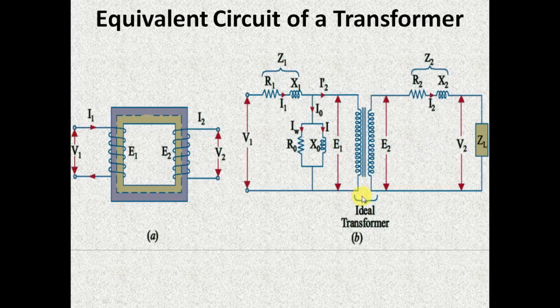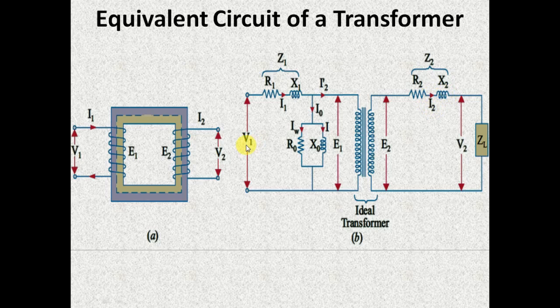This much portion of the equivalent circuit represents the ideal transformer, that is, without resistance and leakage reactance. We have studied the concept of the ideal transformer in our previous video sessions. R1 represents the primary winding's resistance and X1 represents the primary winding's leakage reactance. Similarly, R2 and X2 represent the components at the secondary side.